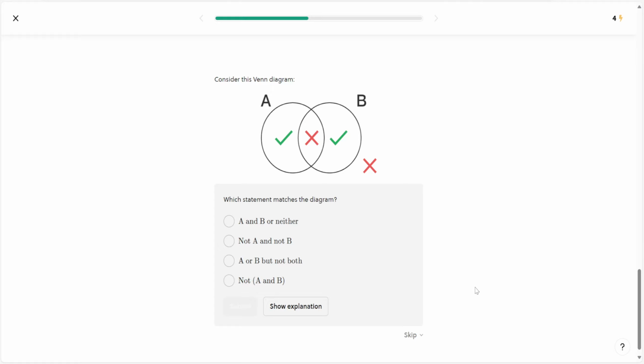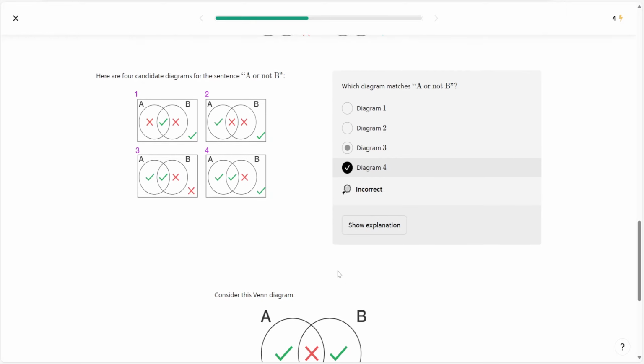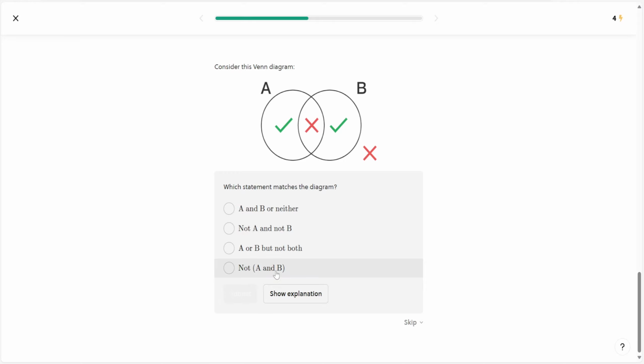Consider this Venn diagram. Which statement matches the diagram? Okay. Oh God, look at all these. A and B or neither. Not A and not B. A or B, but not both. Not A brackets. This is the first time we've seen brackets. I've been wondering why none of the logic puzzles have had brackets in, and now suddenly they throw a bracket in. Well, that's just going to confuse things if we've suddenly started getting brackets involved.